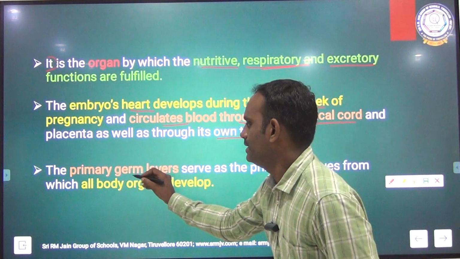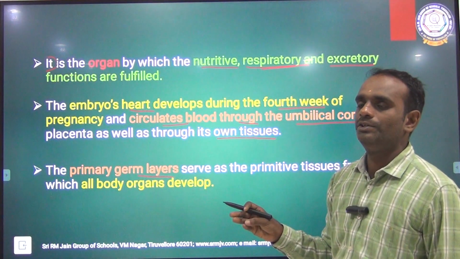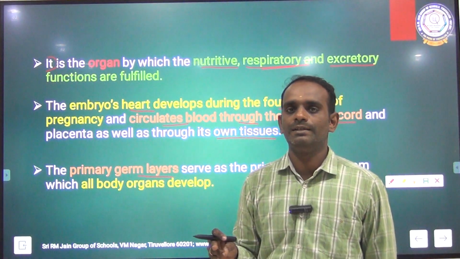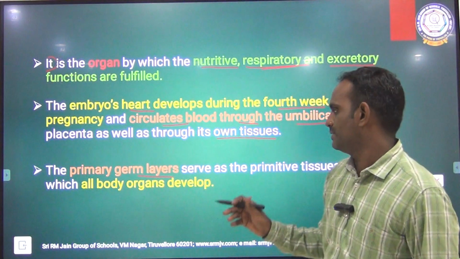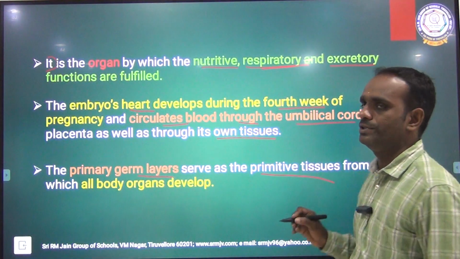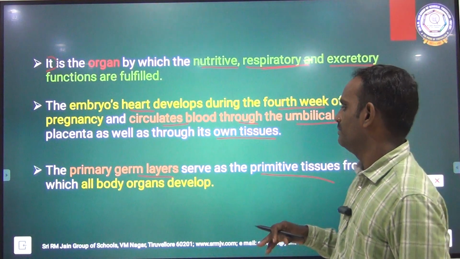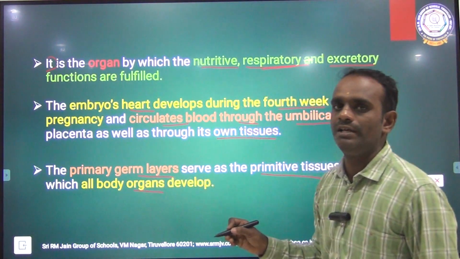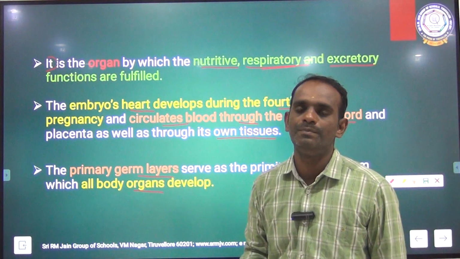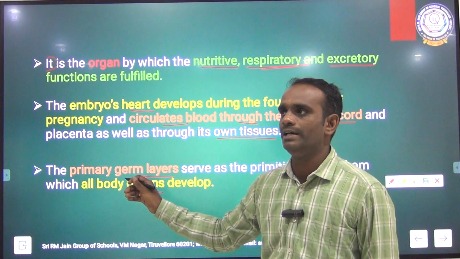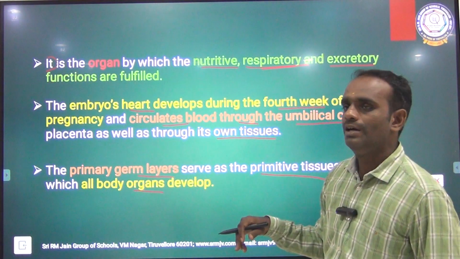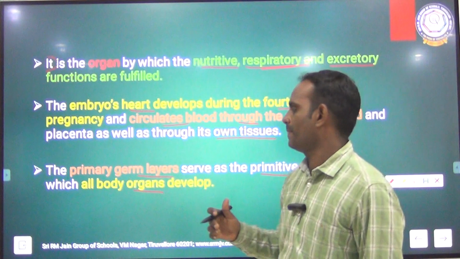Okay. So, the primary germ layers, ectoderm, endoderm and mesoderm, serve as the primitive tissue. Primitive tissue is nothing but first formed tissues, in which all body organs are slowly developed. So, the primary germ layers give rise to all parts of the body.